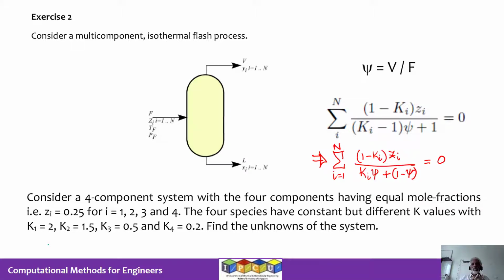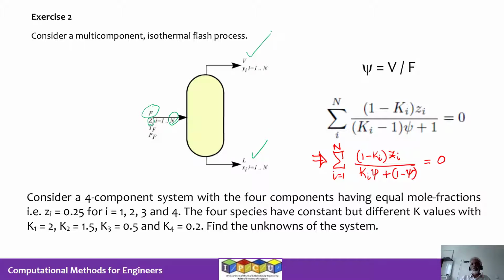To just elaborate a little bit, you have a feed stream flowing with a flow rate of F, which has a composition of Zi, where i goes from 1 to n, where capital N is the number of species that is part of that stream. So you have a feed stream with a certain composition, and that stream is flashed in this vessel, which is called a flash vessel. And what happens is you get a liquid stream with flow rate L and a vapor stream with a flow rate of V coming out of it.